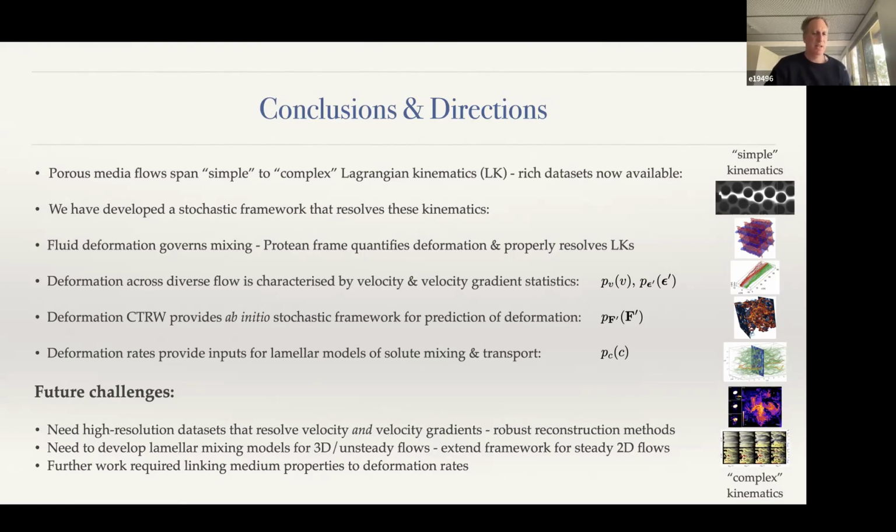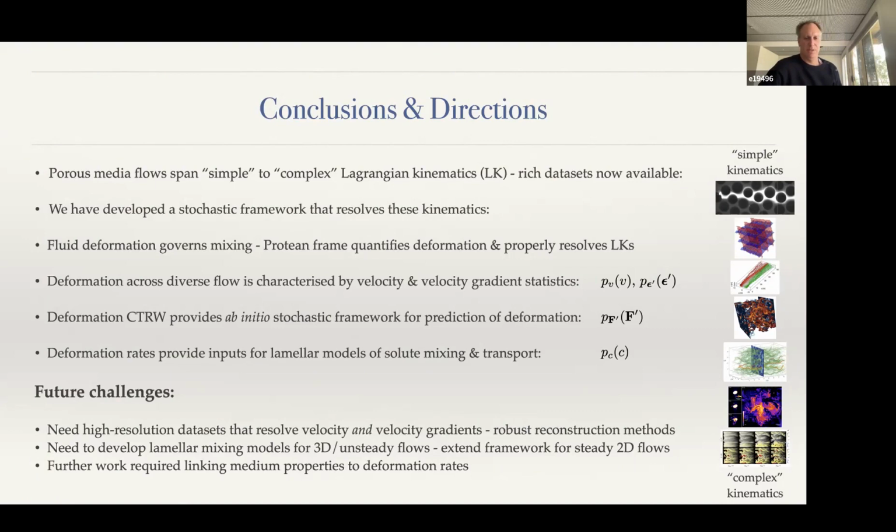This deformation CTRW gives us an ab initio stochastic framework and allows us to predict deformation, and then those deformation rates provide inputs for models of solute mixing and transport at the pore or Darcy scales. So the future challenges here are we need high resolution data sets that resolve both the velocity and the velocity gradients, and we need robust construction methods for those data sets.